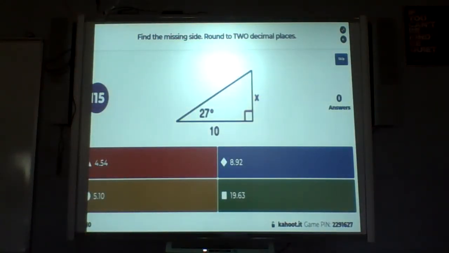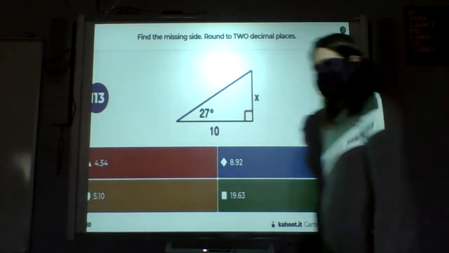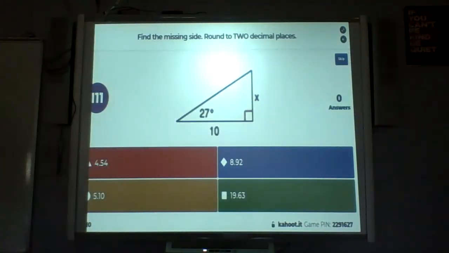So you're finding x. If you guys need help getting it set up, let me know. Determine which trig function to use. Where's the on button? There it is.